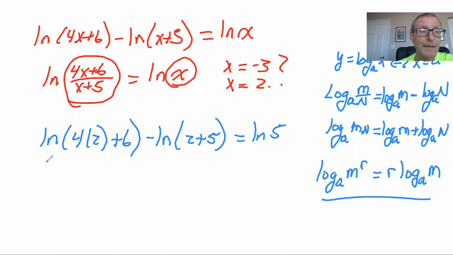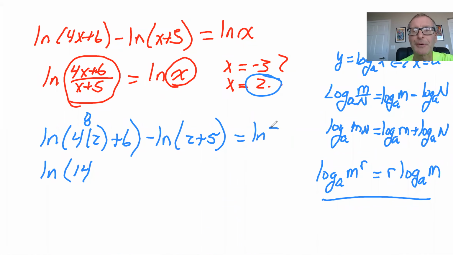Let's see what happens. So we have natural log of, this is 8, so this would be 14. And then not 5. Why did I plug 5 in? No idea. Okay, x is 2, so we will plug 2 in here. Thinking, how are we going to get 5 with 14, right? Because I put the wrong number in. So when you plug 2 in, this would be natural log of 14 minus natural log of 7 equals natural log of 2.